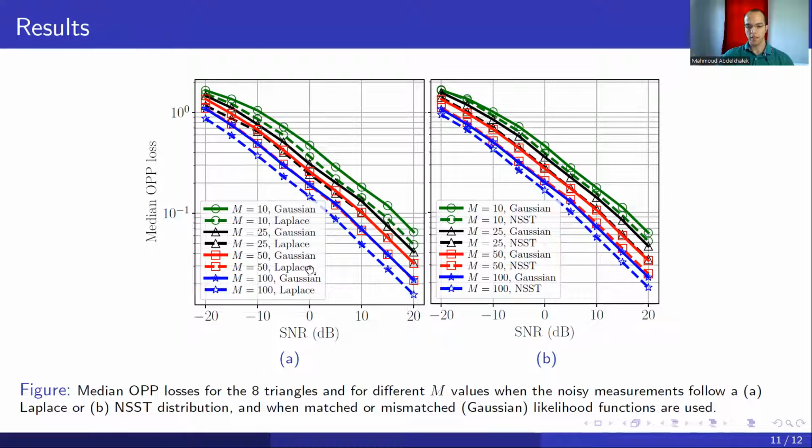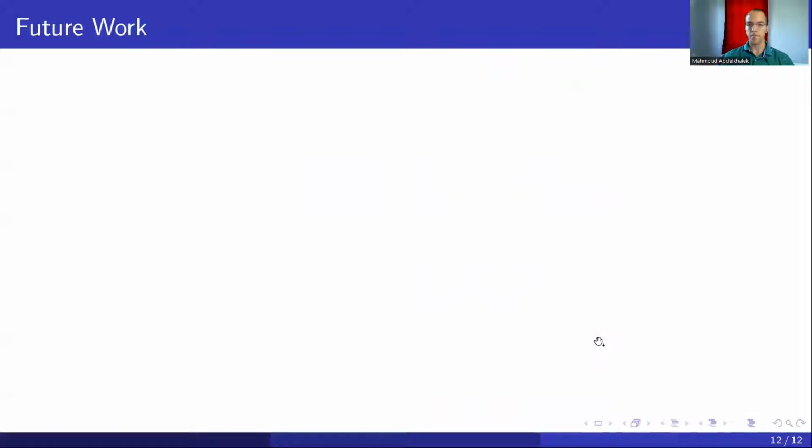And we observe that for half the number of measurements per edge, we can achieve approximately the same performance. For example, if we look at the solid line here, M equals 100 Gaussian, it approximately coincides with the M equals 50 Laplace line, which means that we've achieved almost the same performance using half the number of measurements when we use the right likelihood function. And then we see the same thing here for these lines as well.